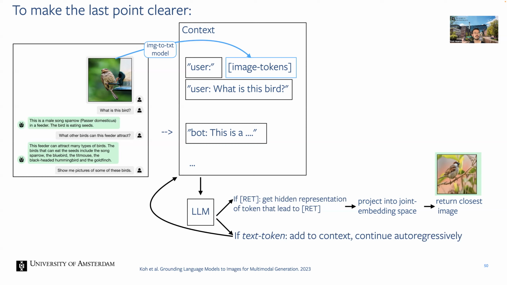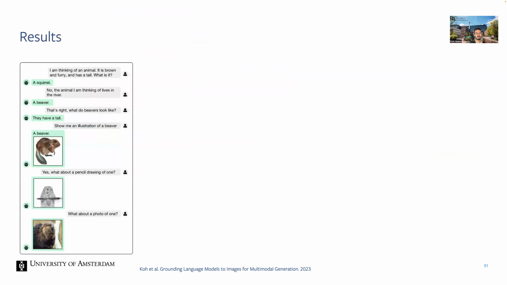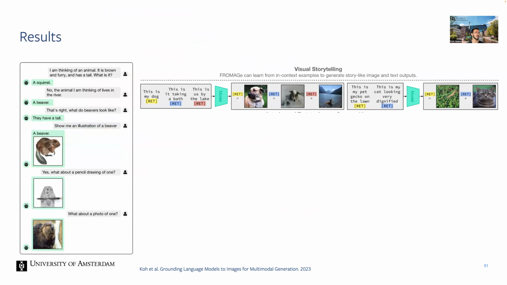We take this representation before the last representation, basically. This is the one that's projected into the joint embedding space and also trained to be projected into this space in a CLIP-like manner. And then you can now return the closest image. All right, and these would be some results that they present in the paper.